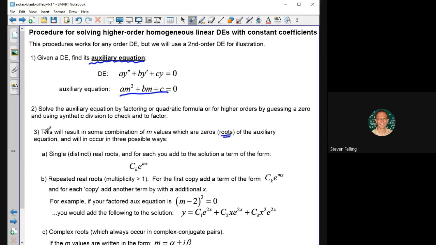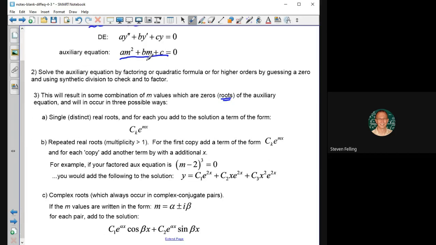And these m values will occur in one of three possible ways or some combination of these. You could have m's which are single, or what we call distinct real roots. And so what happens is for each of those, you add to the solution a term of the form a constant times e to the mx.